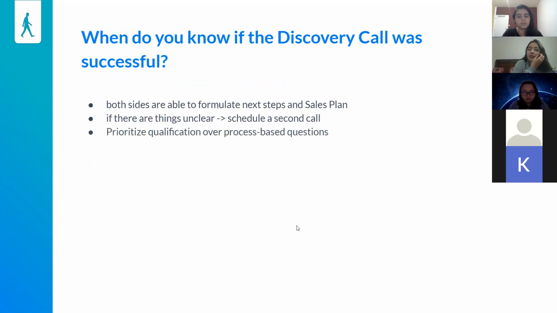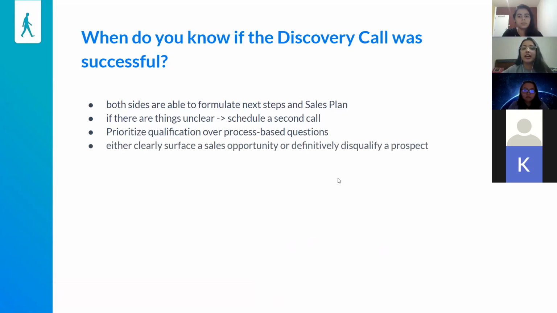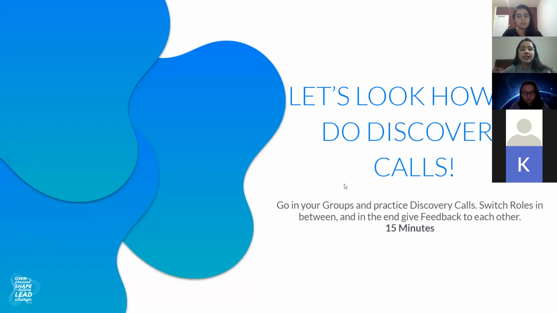Then prioritize qualification over process-based questions. We've talked about qualification, and about how you're going to talk about goals, timelines, objectives, etc. That should always be your focus: understanding the company first before you pitch them solutions. Either way, if there's a sales opportunity and a clear connection, that means your call was successful. If you've disqualified the prospect, that also means the call was successful, because now you have a clear distinction of whether or not you can partner with the company. And how exactly are you going to do your discovery calls?